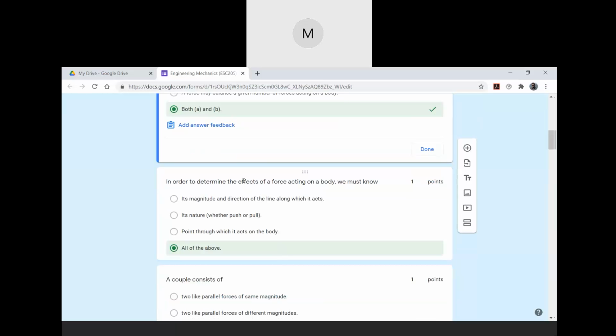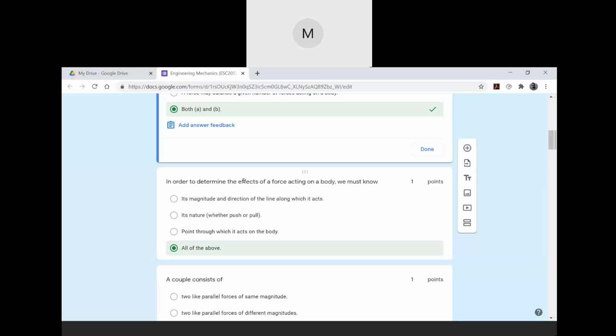Then number 2 is what? Nature. Nature means what? Whether it is a push or a pull. That type of force, that means the nature of the force that is acting. After that, the point through which the force is acting. You got it? So it is the point through which the force is acting. So you got this 3, right?